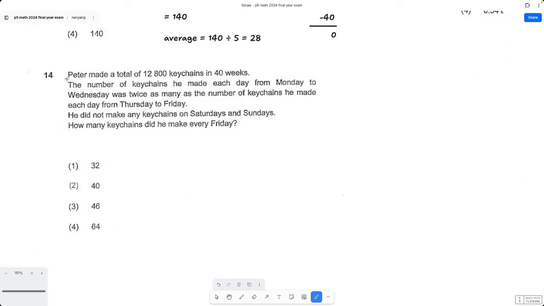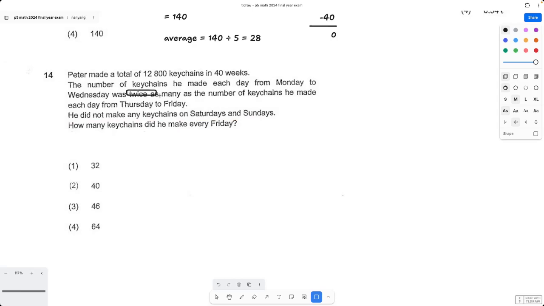Question number 14. Peter made a total of 12,800 keychains in 40 weeks. The number of keychains he made each day from Monday to Wednesday was twice as many as the number of keychains he made each day from Thursday to Friday. He didn't make any keychains on Saturdays and Sundays. How many keychains did he make?